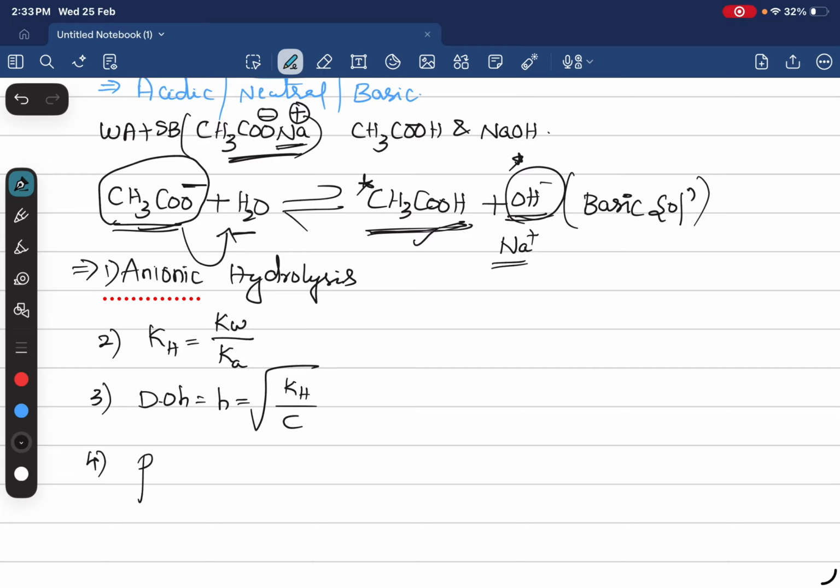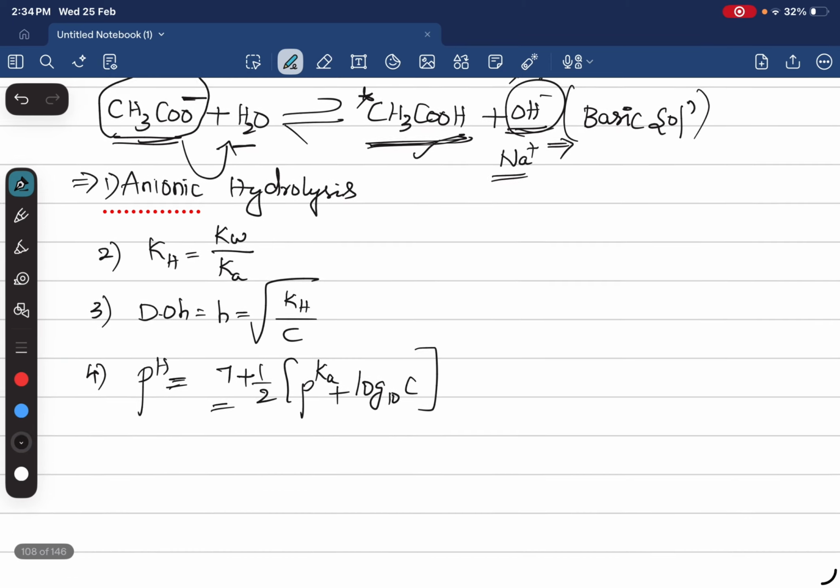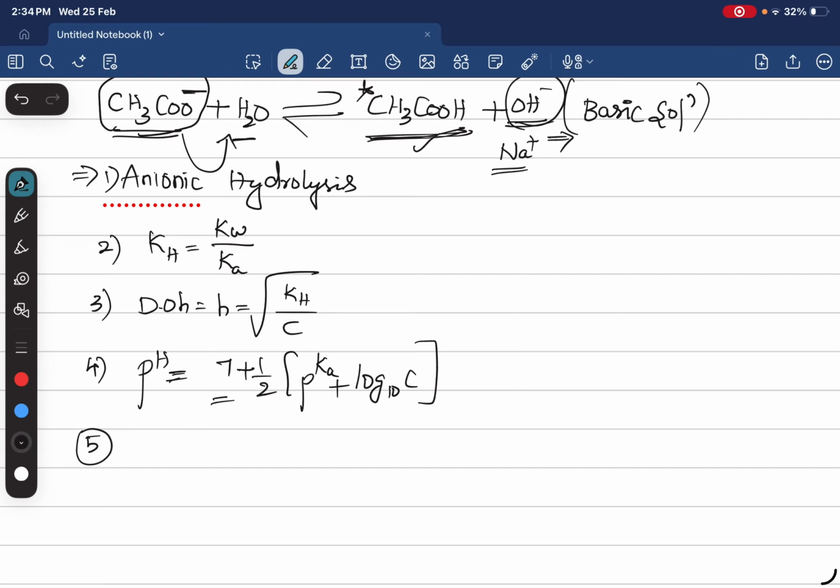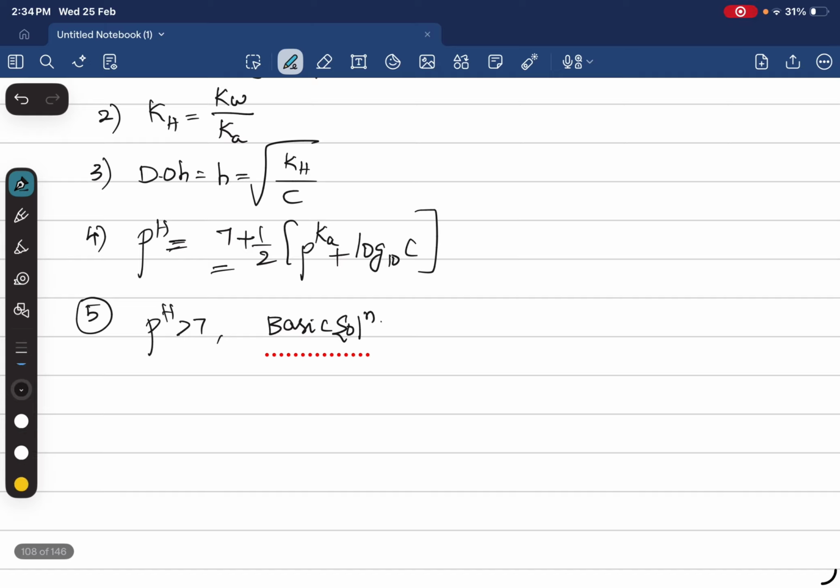For the pH formula, everywhere we get a resultant solution, right? Either acidic, basic, or sometimes neutral. So to find the pH of the solution, we use this formula. In this case, pH equals 7 plus half into pKa plus log C. Why are we taking 7 plus? Because here the solution is basic, so it will be more than 7. Very important formula. And pH is more than 7, so the solution is basic. This is for the first one. There will be derivations for all these, but those derivations are not required for normal questions, so we can remember only the formulas for solving questions.